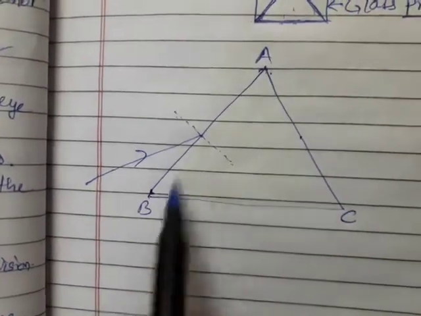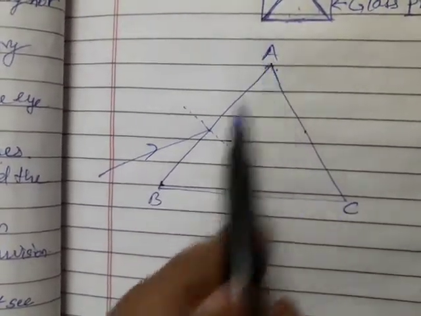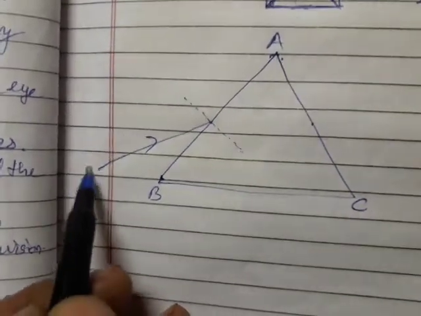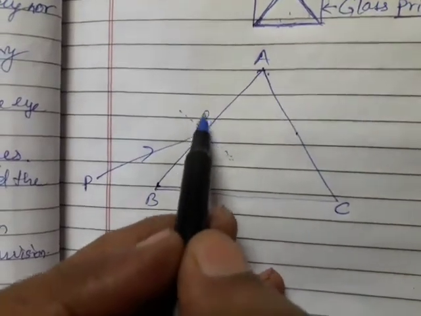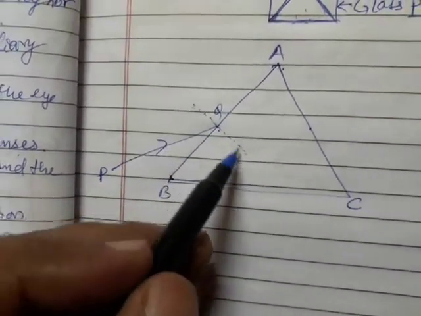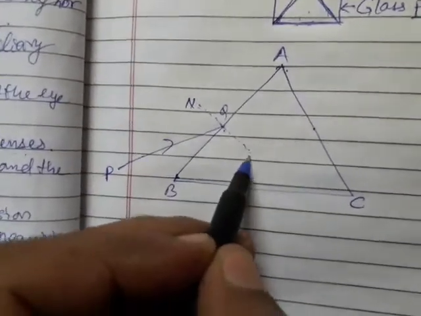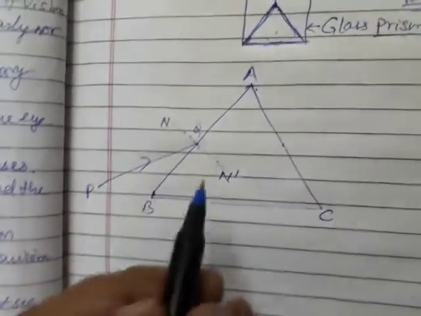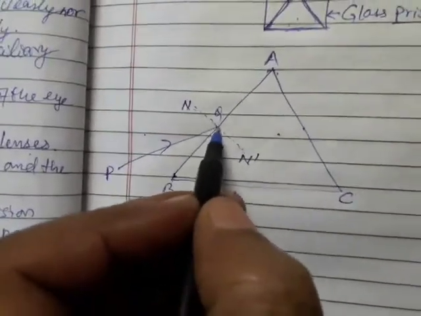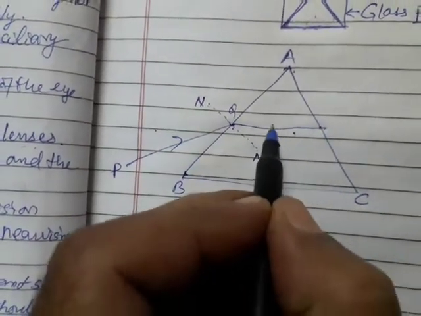So you see that ABC is a refracting prism through which a ray PQ is incident at the point Q. Here we have a normal NN dash. Then the ray of light goes from rarer to denser medium, so it bends towards the normal and follows the path like this.